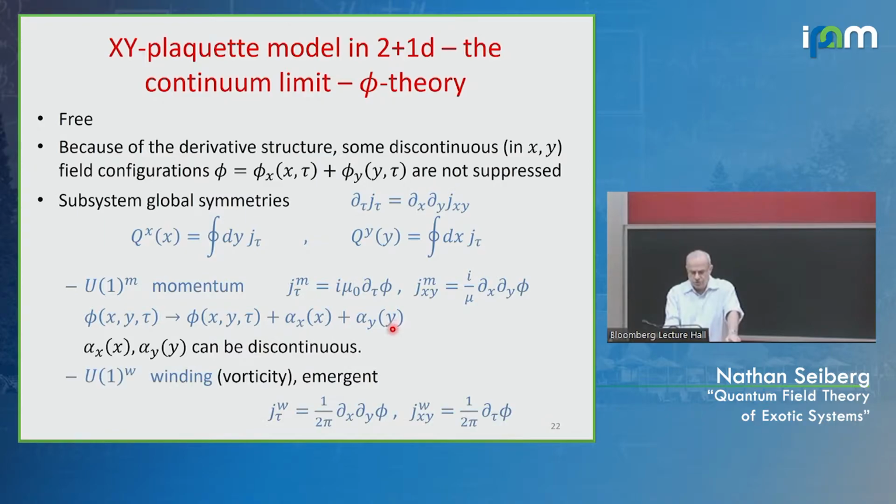Furthermore, we have another symmetry, which we'll refer to as winding symmetry, analogous to what in the previous case was referred to as vorticity, and that's an emergent symmetry, a symmetry not present on the lattice, but it does exist in the continuum. And its Noether current is the following. So this is very similar to what we did there. I will not repeat it again.